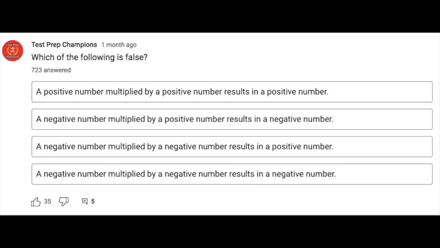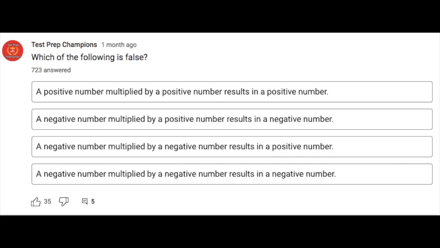So here's another question that covers a really important math concept. I posted this on my community tab and let people answer it, but I want to cover this question here too. The question is asking, which of the following is false? A positive number multiplied by a positive number results in a positive number. A negative number multiplied by a positive number results in a negative number. A negative number multiplied by a negative number results in a positive number, or a negative number multiplied by a negative number results in a negative number.